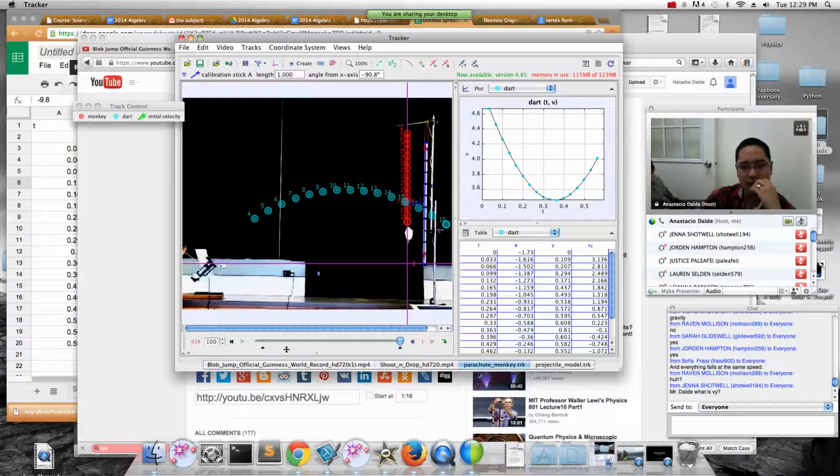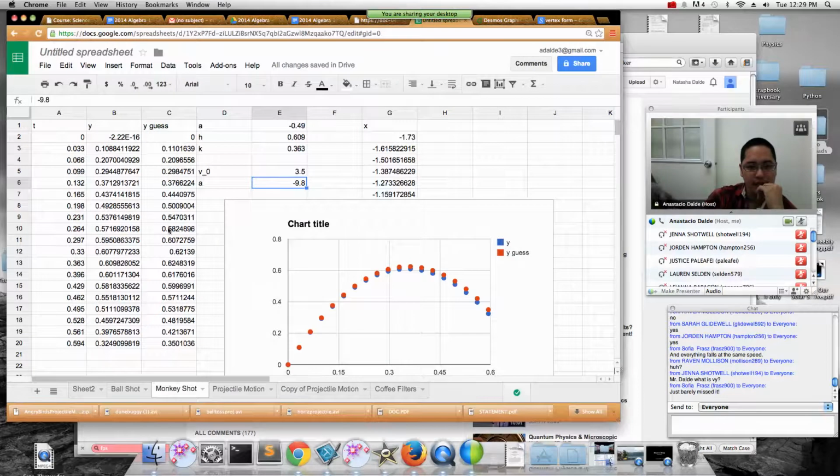Just missed it. Yeah, I just missed it. All right, so then I take the X and Y data from that, and I'm plugging it in. And by the way, I also tried to fit the data to it. I did the exact same thing I did with projectile motion.